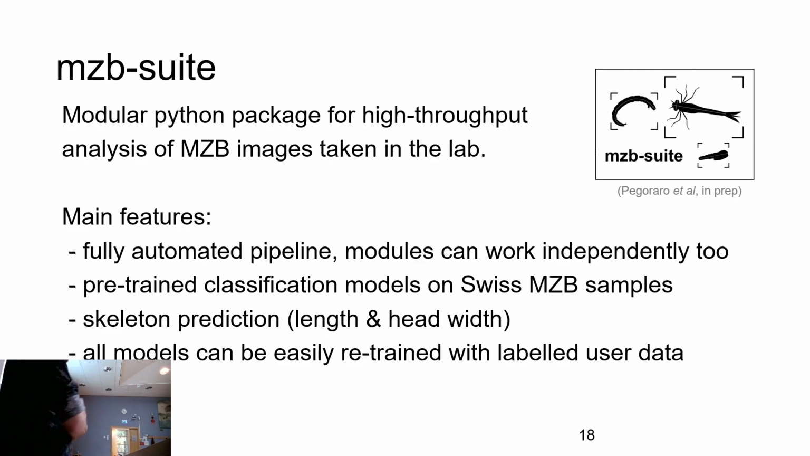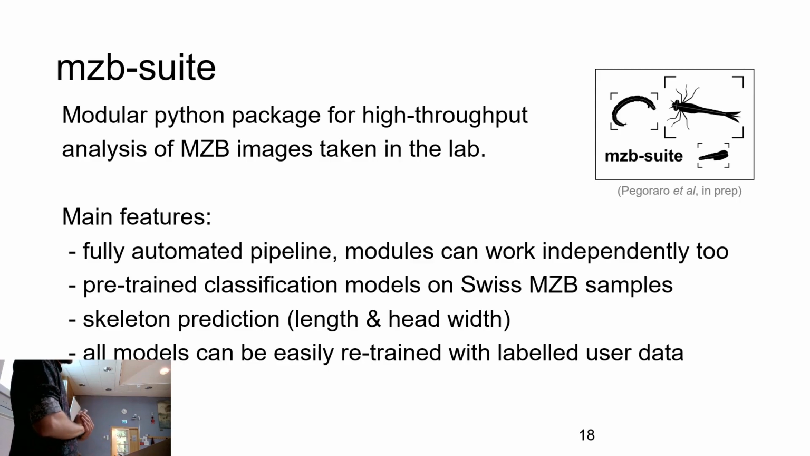We also provide a pre-trained classification model on macrozoobenthos samples for Switzerland. It goes only to a relatively coarse resolution because they're difficult and we don't have a ton of data to train them on. But the most important part about this is that the user can provide their own labeled data, and with basically one line, the pipeline will retrain the model based on the user data. And this can be done on CPU in a reasonable amount of time.